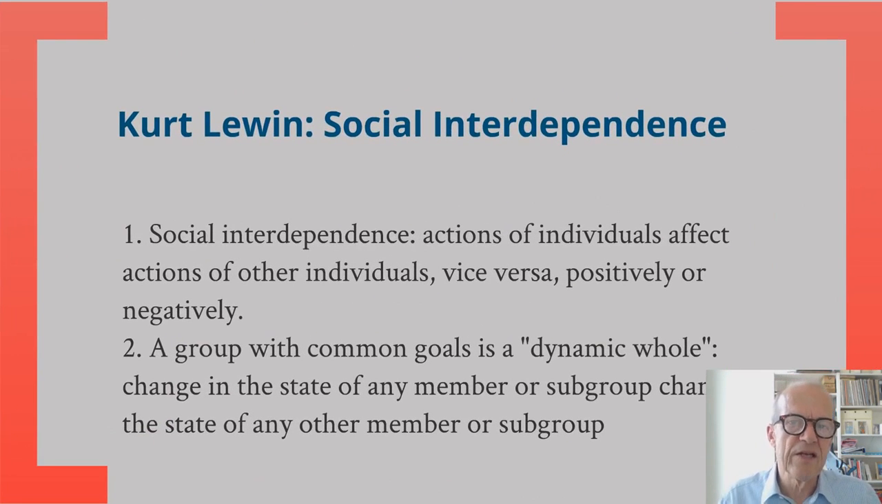Kurt Lewin emphasizes that groups are characterized or receive their identity, so to speak, from the way people in the group, members of the group, interact and influence each other. And that's his concept of social interdependence. Whenever the effects of individuals' actions are related to the actions of other individuals, so when there is a mutual influence, vice versa, either positively or negatively, then we speak about social interdependence. And then there is, for some reason, a group.